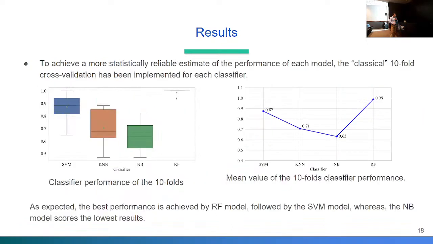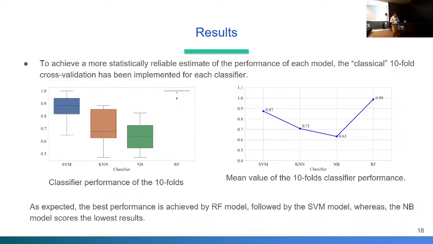Besides, to achieve a more statistically reliable estimate of the performance of each model, we run a tenfold cross validation, and here at the left, you can see the box plots after the tenfold cross validation of the accuracy metric. And again, the best one is the random forest, and the second best one is support vector machines. On the right side, you can see the mean value of the accuracy metric for the tenfold cross validation.